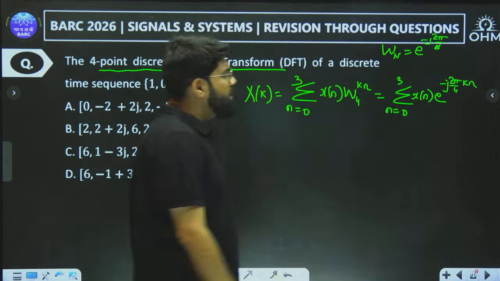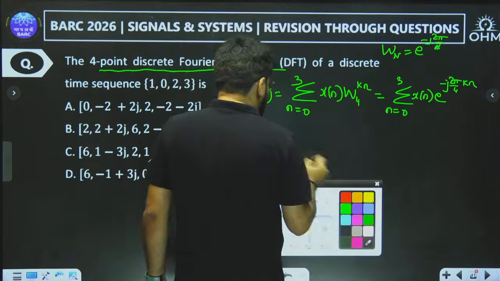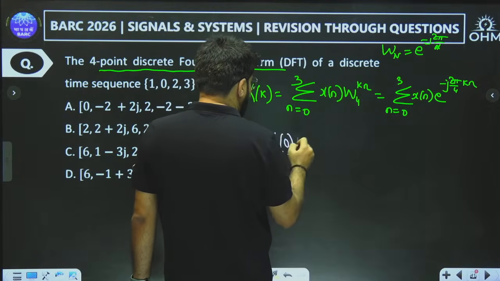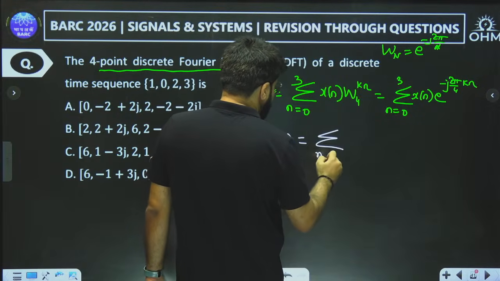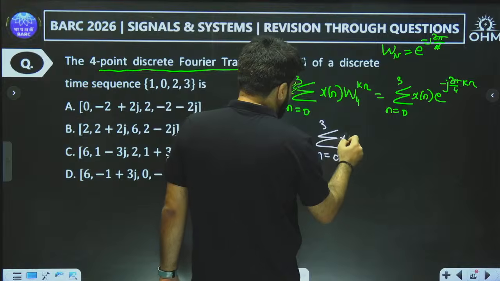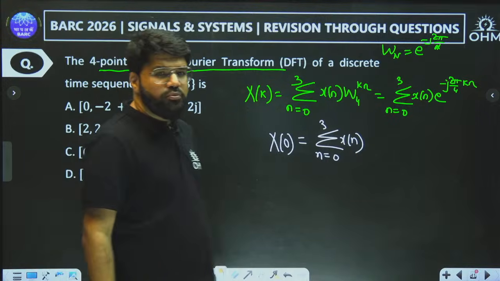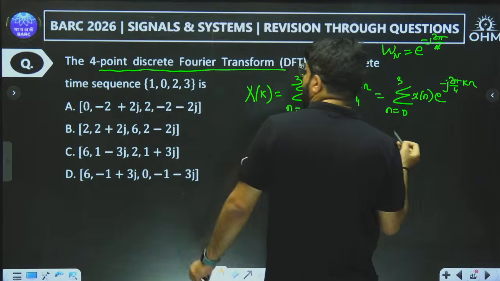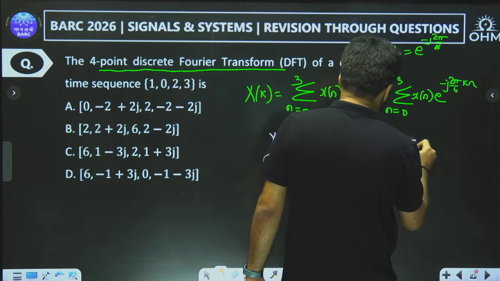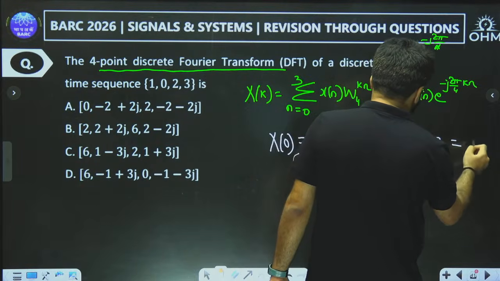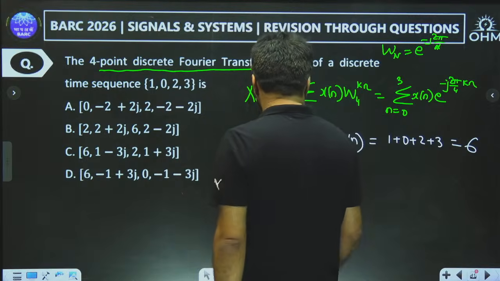But simply remember that X of 0, whenever you solve, is always summation of x(n). Whenever you put k equal to 0, W power 0 is 1. And summation of x(n) means how much? 1 plus 0 plus 2 plus 3, and that is equal to 6. So it is either option C or D.